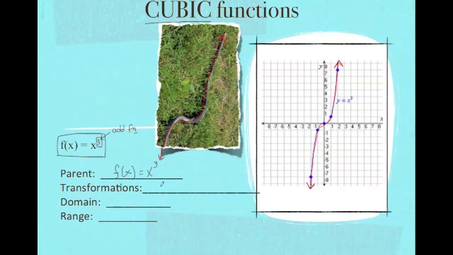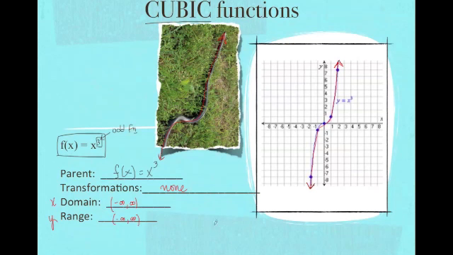So when we're talking about transformations from the parent function, of course this is the parent function, so there are no transformations. For the domain we're looking at x, and for the range we're looking at y. So the domain can be any number, negative infinity to positive infinity, and y could be any number, so negative infinity to positive infinity.